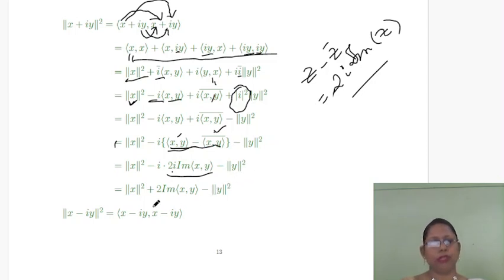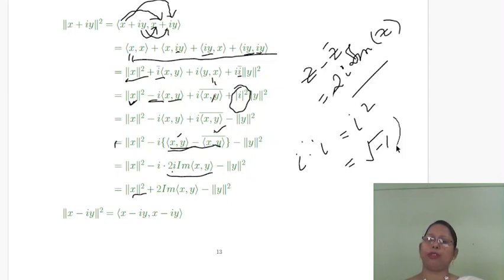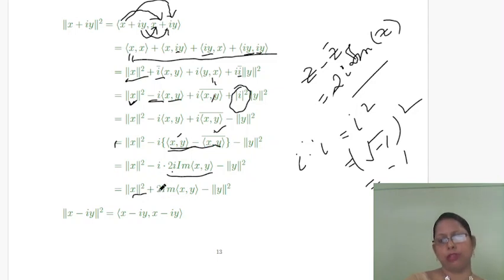minus norm of y square. Then in the next step it is norm of x square. Here I into I into I will be my I square, and I is root over minus 1, square, and this is minus 1. So minus minus will be plus. This is 2 imaginary part of inner product of x comma y minus norm of y square.